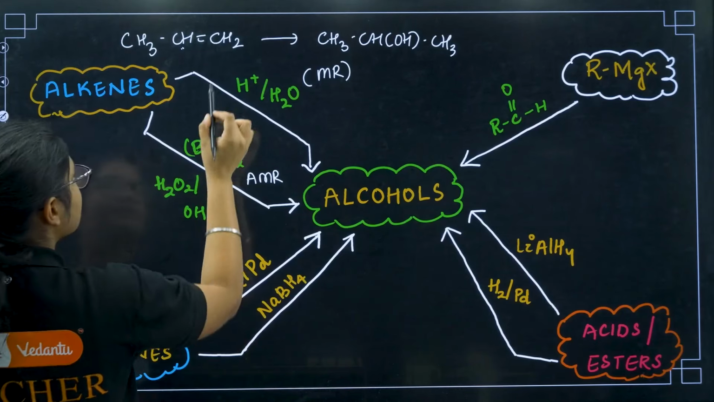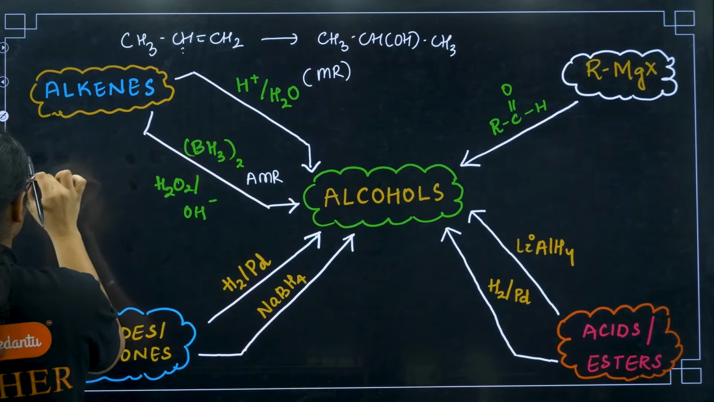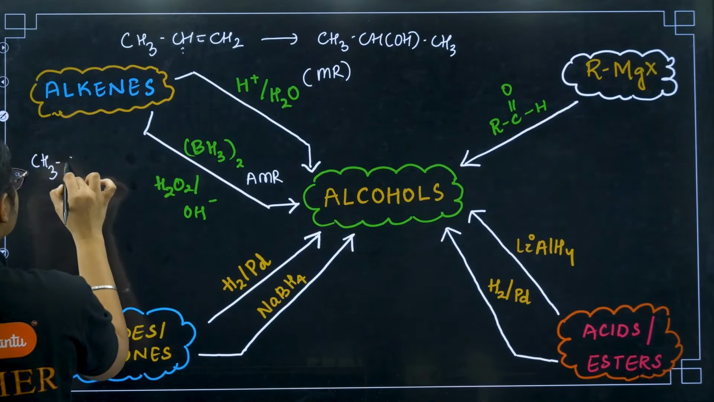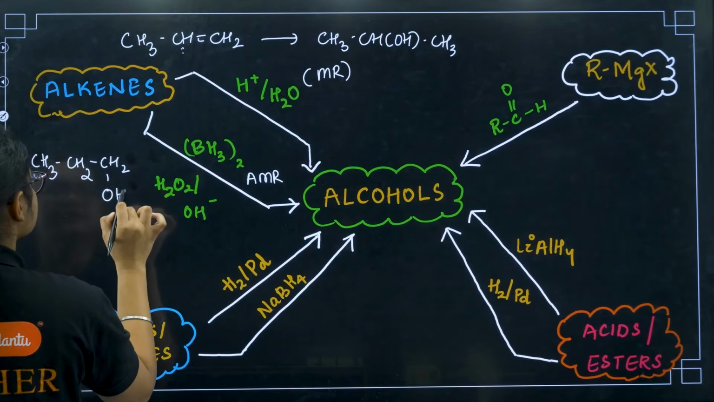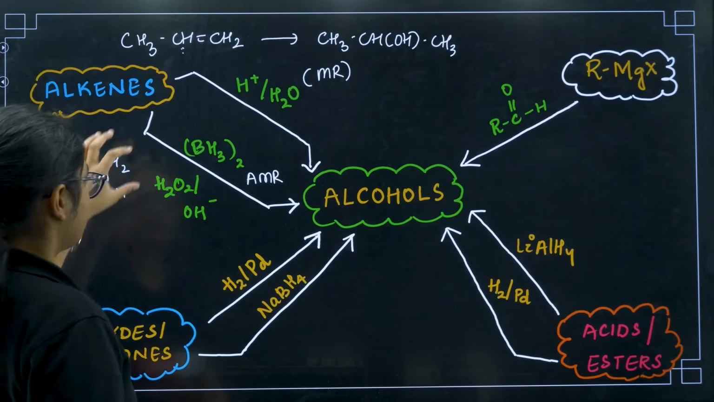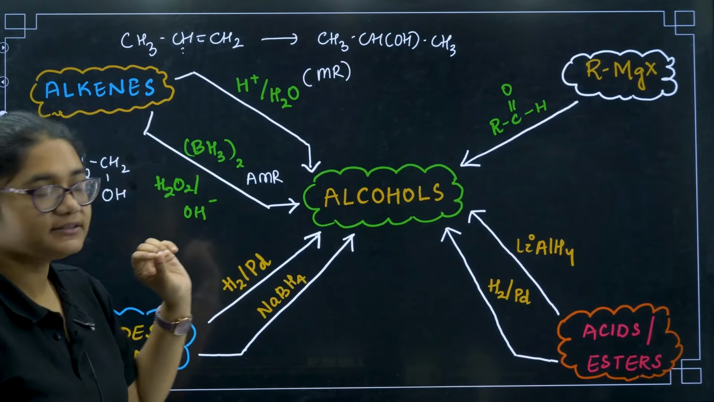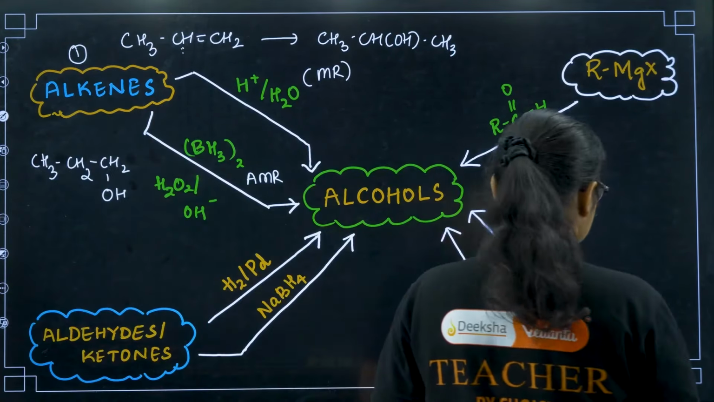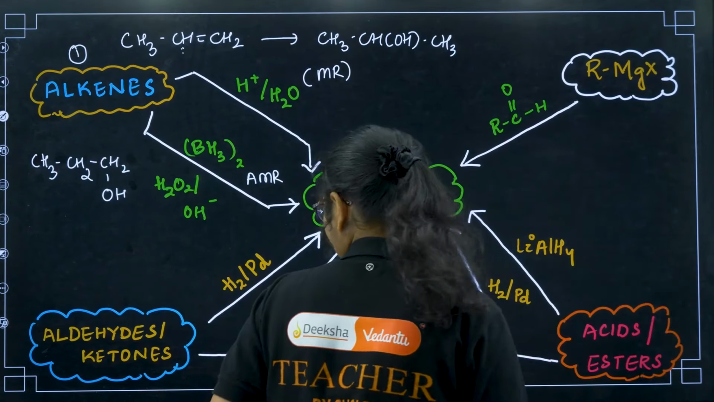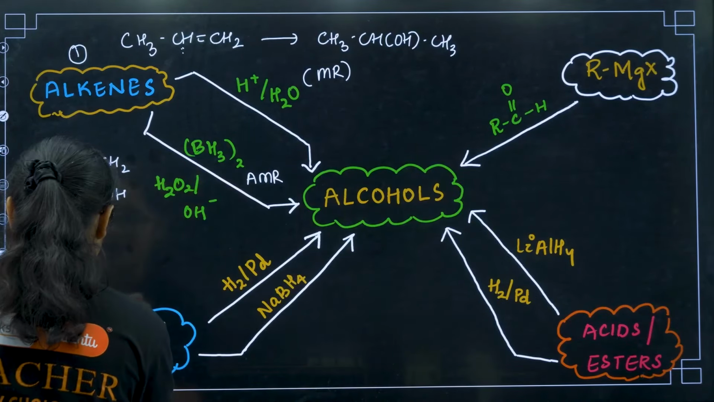So what will happen here? OH will attach here, H will attach here. So I will get CH3, CH2, CH2OH. Okay, clear? Understood the difference? The first one is from alkenes. The second one is from carbonyl compounds, where you can use aldehydes and ketones.